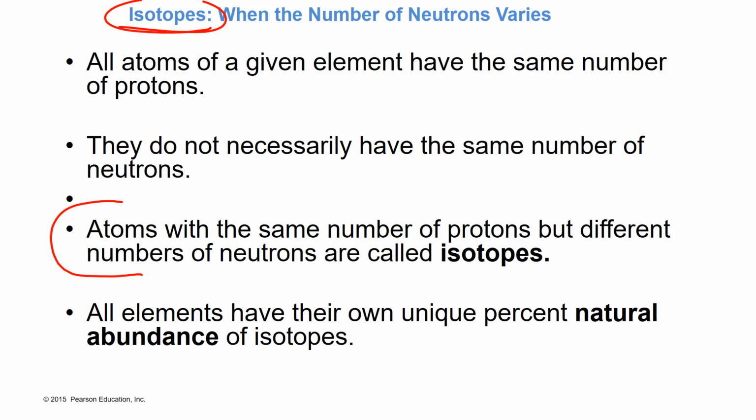So all atoms have their own unique percent of natural abundance. Carbon, for example, has 2 to 3 different versions. We can have what we call carbon 12, which is the standard version of carbon, but we can also have carbon 10, and we can have carbon 14. Does anybody know the significance of carbon 14 or what we use it for?